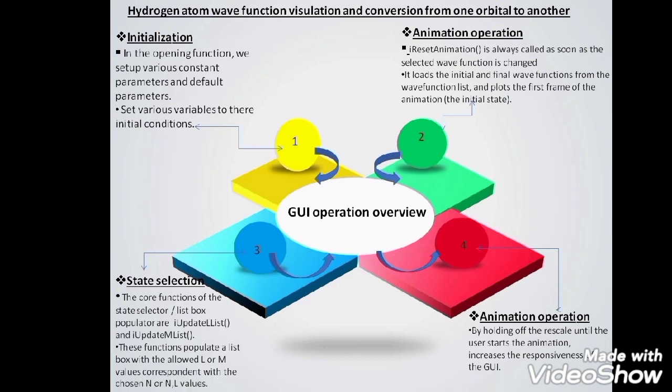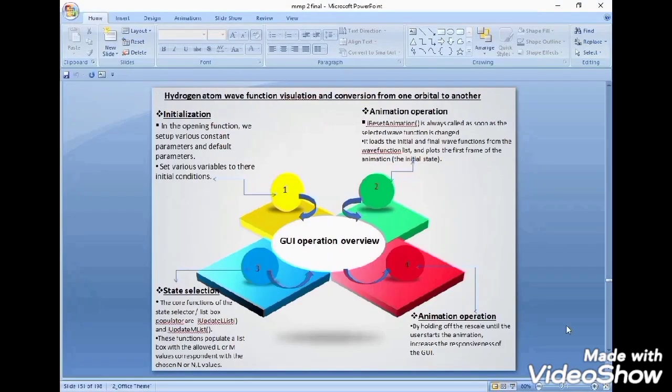And then there is the state selection. It is basically the core function of the state selector list or the populator, and these are basically the update list and also the update M list and update L list. These functions help to populate the list box with the allowed L, or you can say the M values, which correspond to N or L.